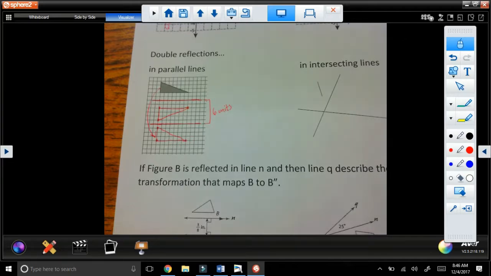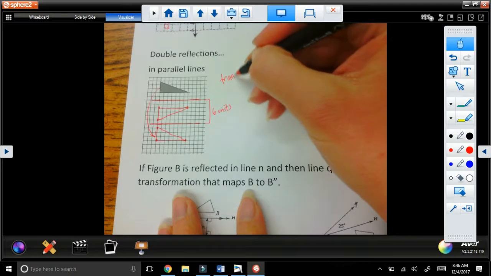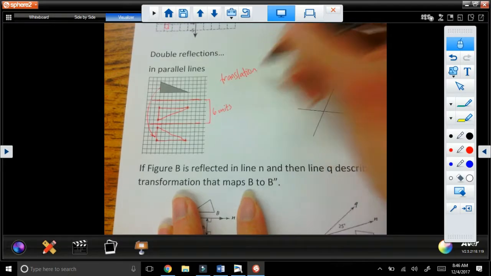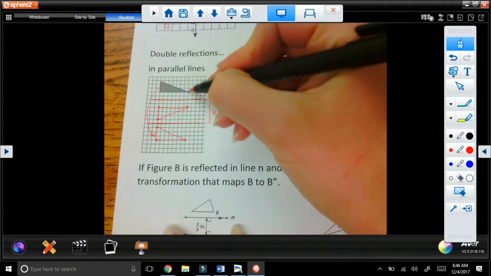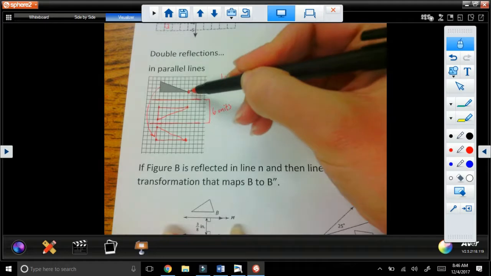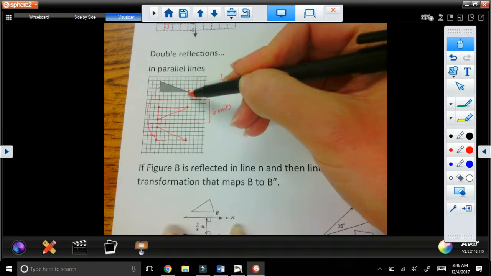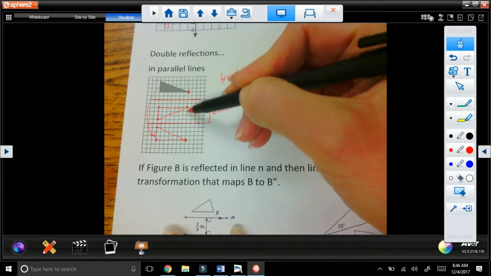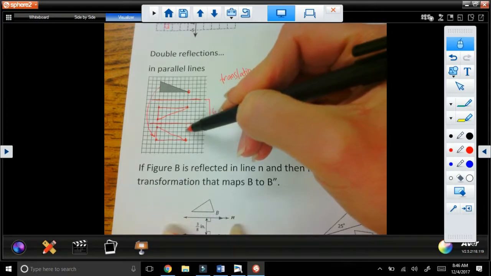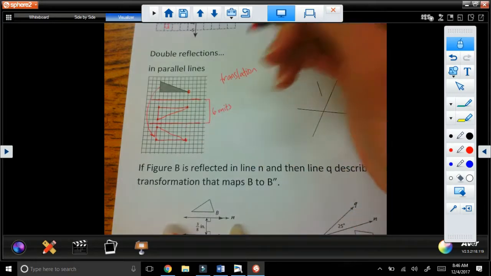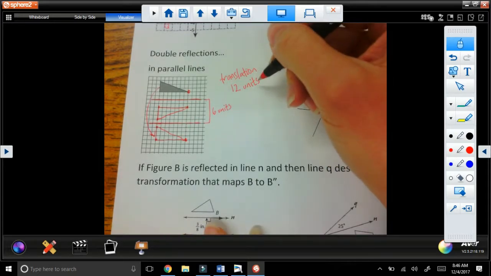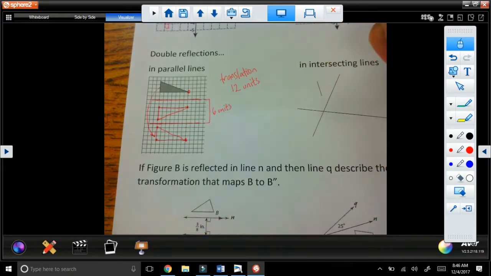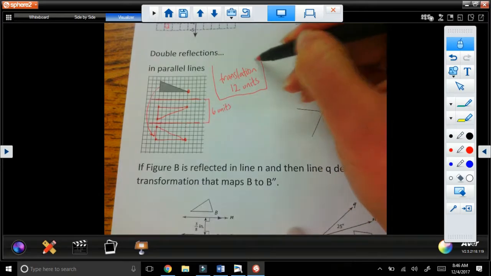Okay, so the overall result is a translation, and we can actually be a little more specific than that, because this translation, if you look at one of these points to its corresponding point, if I count how far apart these are, this is 1, 2, 3, 4, 5, 6, 7, 8, 9, 10, 11, 12. I can say that it's a translation, 12 units, and if you want to say vertically down or something to describe that a little more, you can. This would be what I'm looking for when it's on the test.